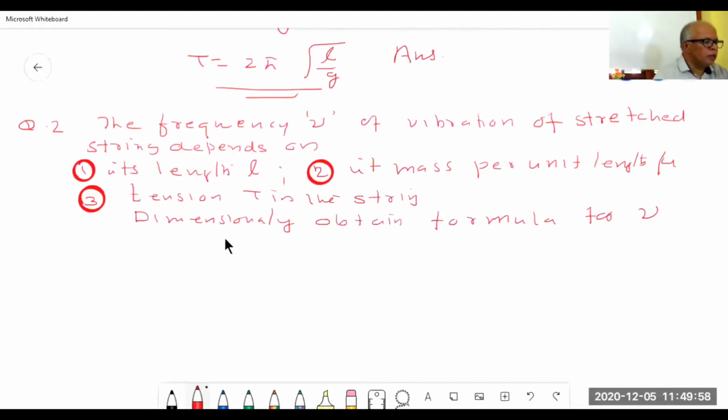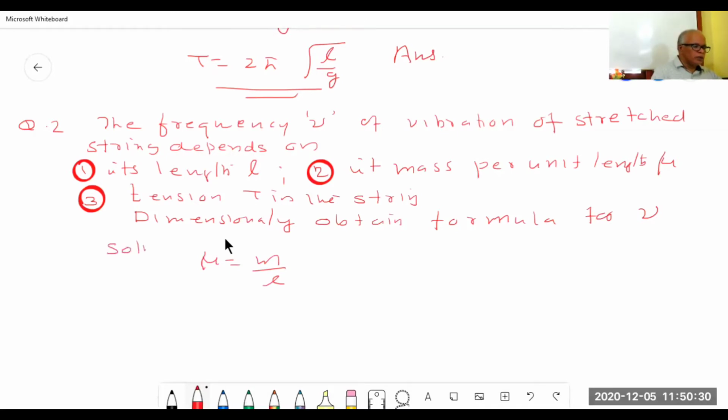Next problem: the frequency nu of a vibration of a stretched string depends upon its length L, its mass per unit length mu, and tension T in the string. Dimensionally obtain the formula for frequency nu. These problems I am doing in this part, you will do in subsequent classes or subsequent chapters. First we will explain what is mass per unit length. Mu is equal to m by L. Mass per unit length. So what is the dimension of mu?